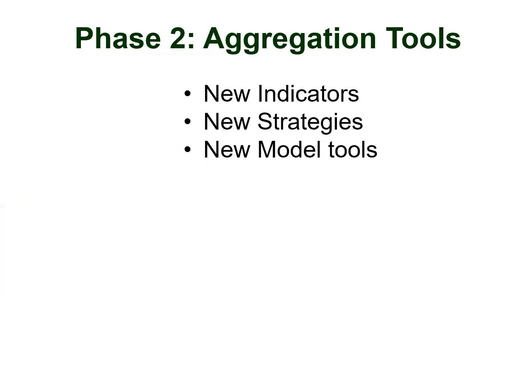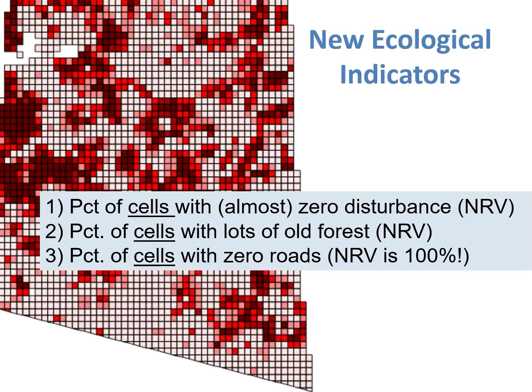So aggregation tools, we've got some new indicators, some new strategies, and some new model tools. And I'm just going to go over those really quickly. So in terms of ecological indicators, the number 3, road density, is not new. What's new about this is that it's the percentage of cells. Okay, the percentage of cells, and in this case, 10,000 hectares.